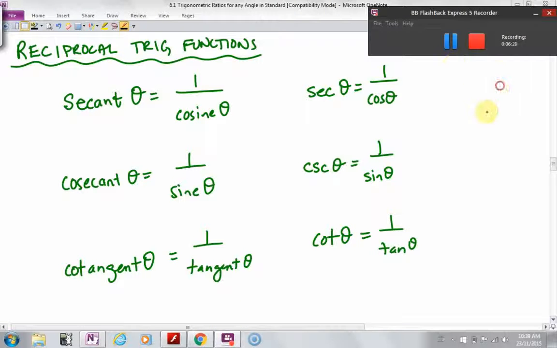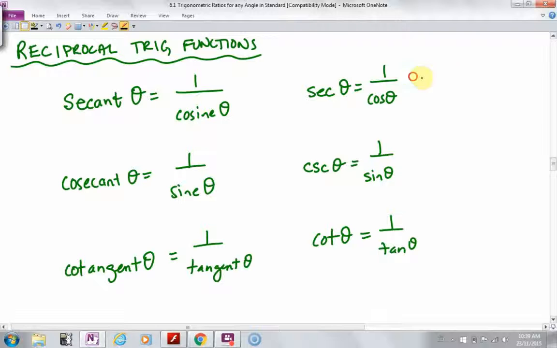So using our unit circle, what that means is that secant is 1 over x, cosecant is 1 over y, and cotan is x over y, when the radius is 1.